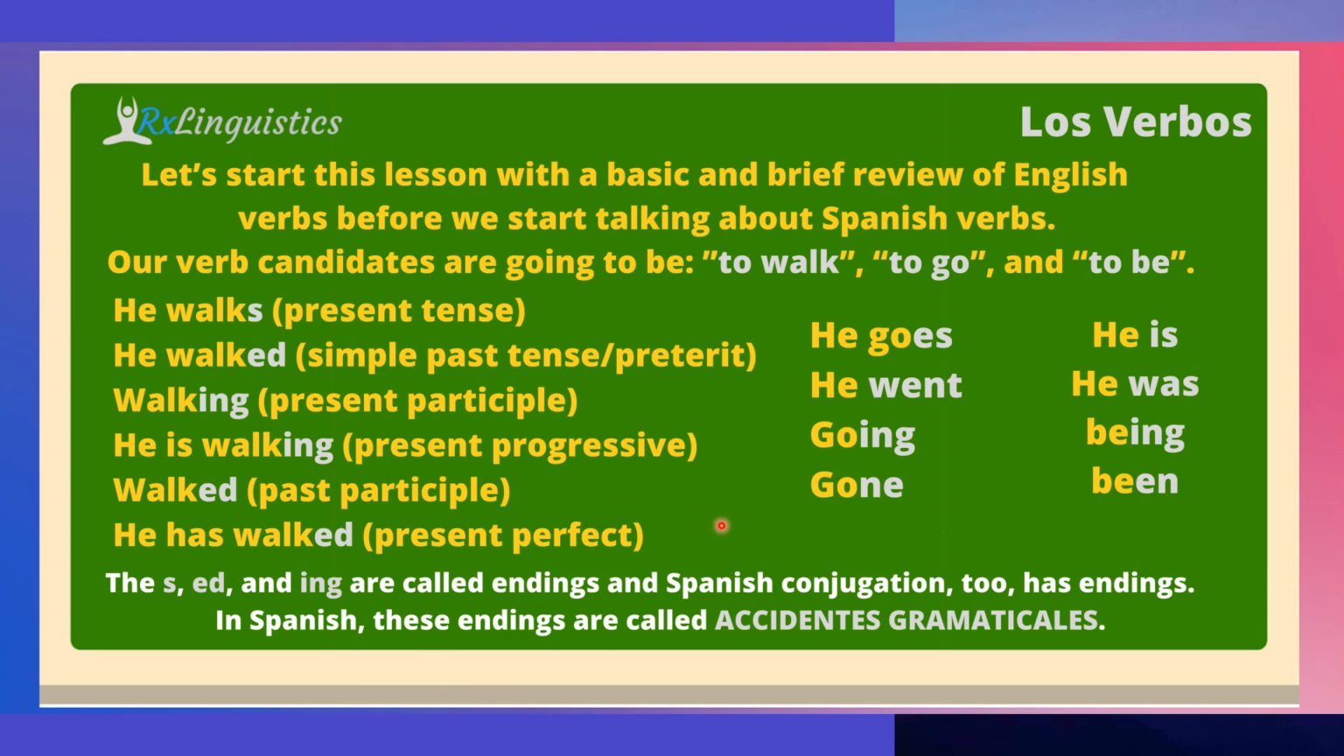Okay, accidentes gramaticales. And they are not the only type of accidente gramatical. These have to do with the conjugated form. But the verb itself has other accidentes. The verb could be in the past or present, so that's a tense. It could be in the mood of indicative or subjunctive. That's called modo. It could be in active voice or passive voice.